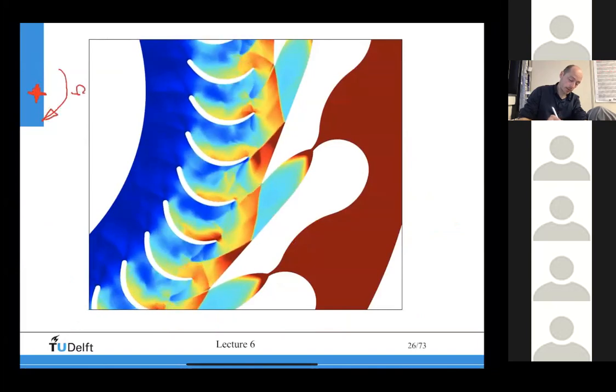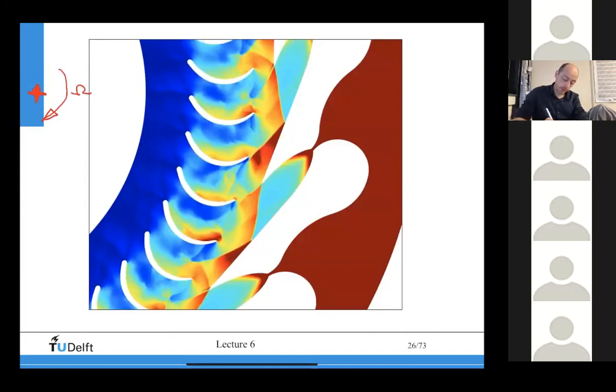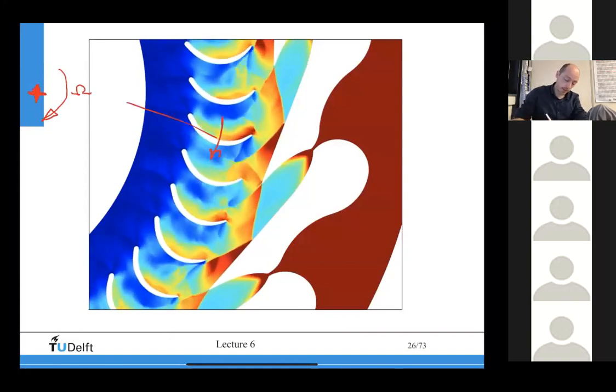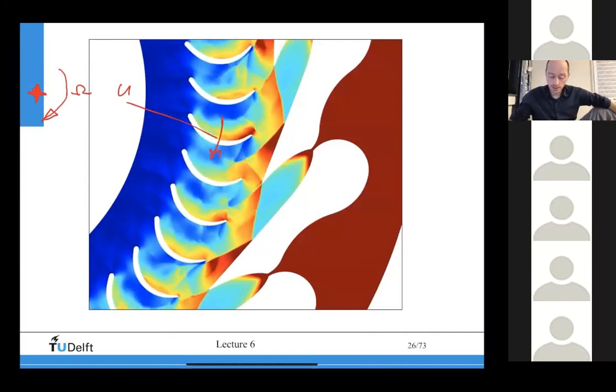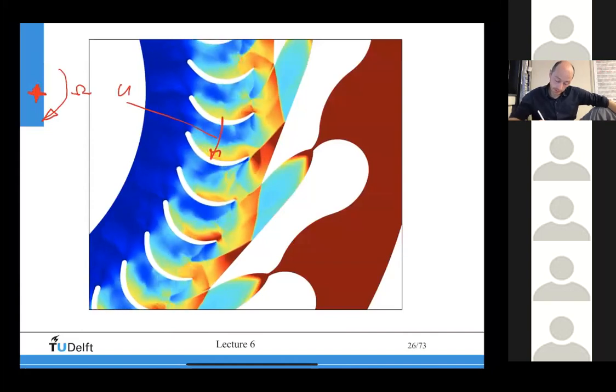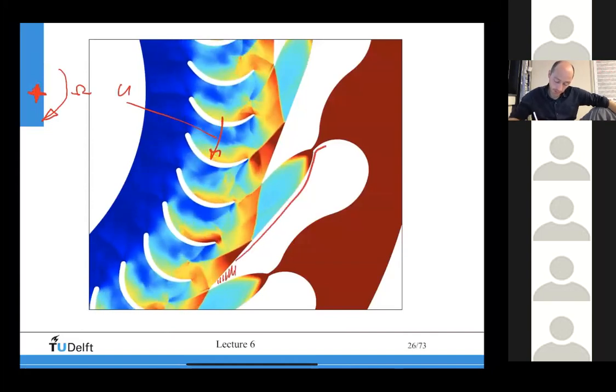So you get a capital omega, if you will. You will get a certain rotational speed here. This would be my U, right? So this would be the rotational speed of this rotor. And you can also see that these white pieces here, this one, this is the stator.